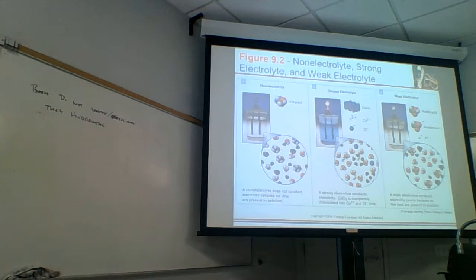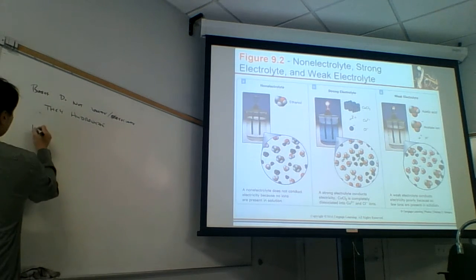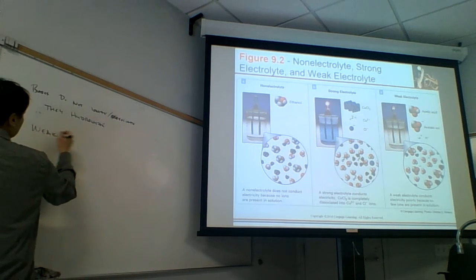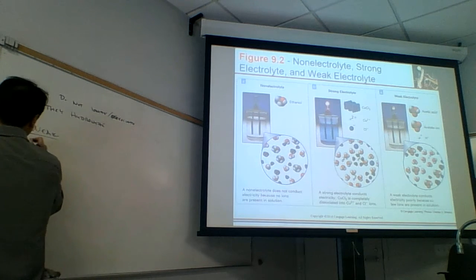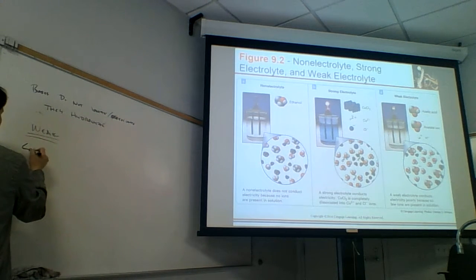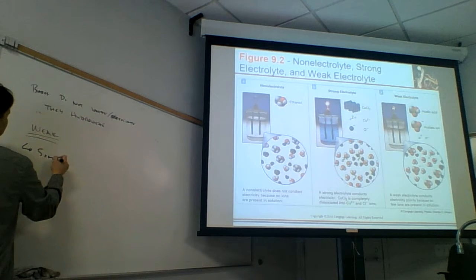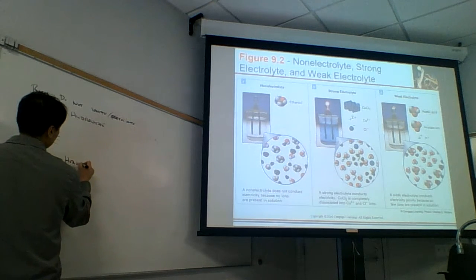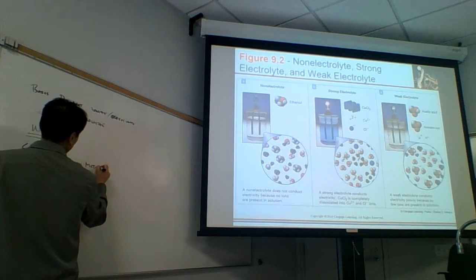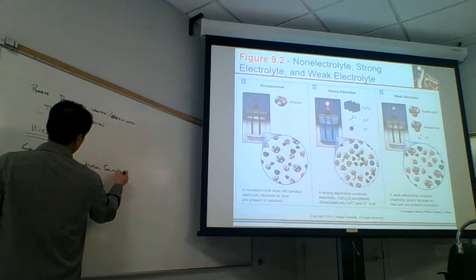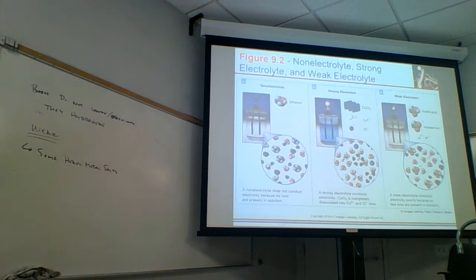All right, so we have strong electrolytes, and we'll look at examples of these as we go along. And then we have weak electrolytes. How do you recognize what a weak electrolyte is, or how do you determine? Weak electrolytes are some heavy metal salts. Some heavy metal salts have a different structure.